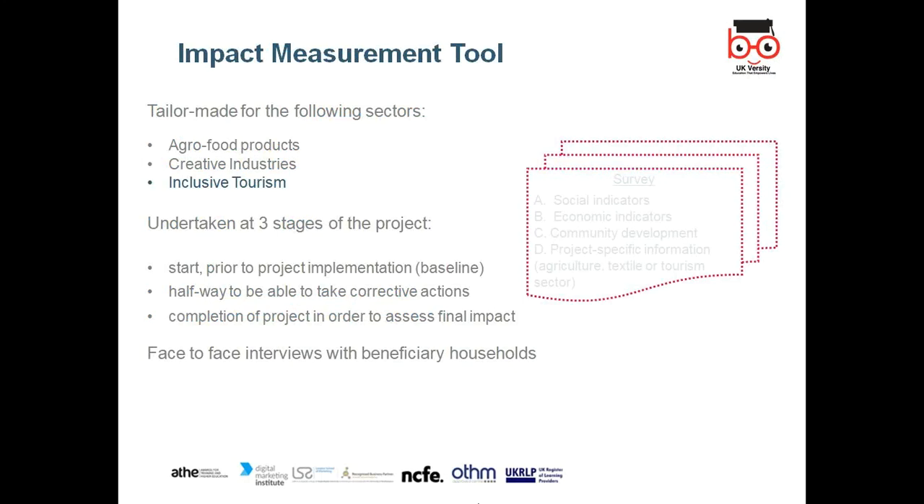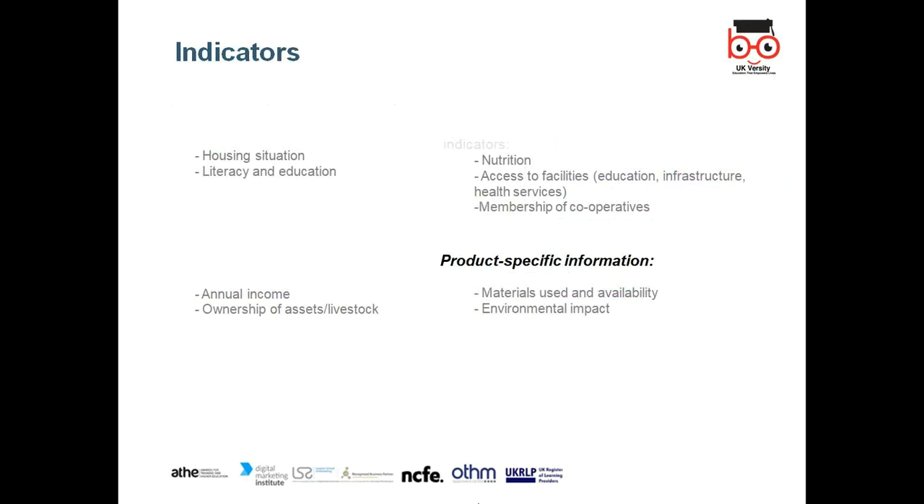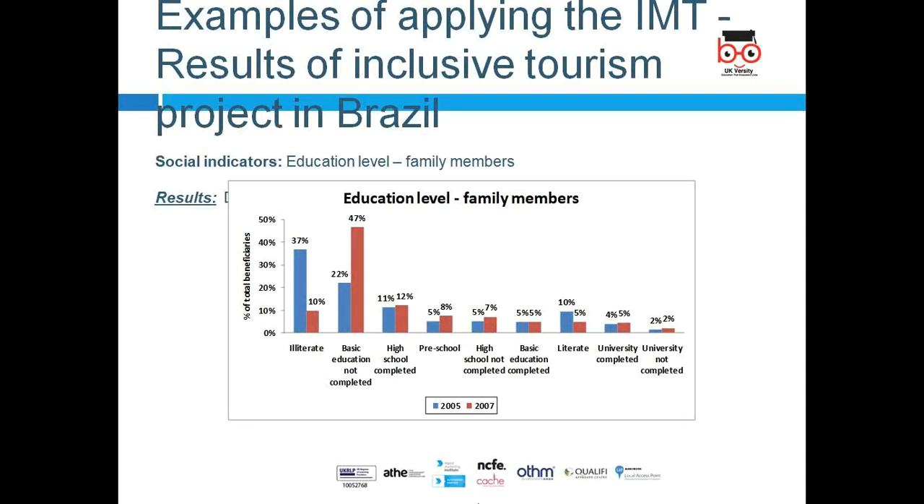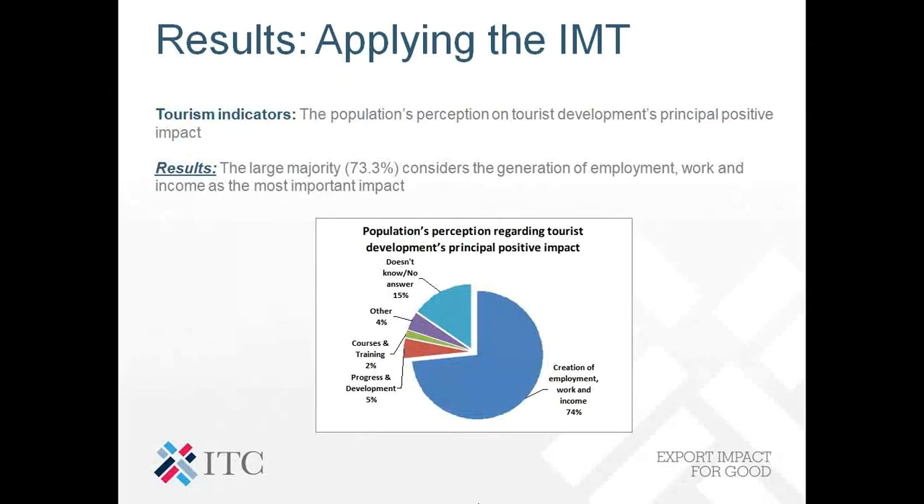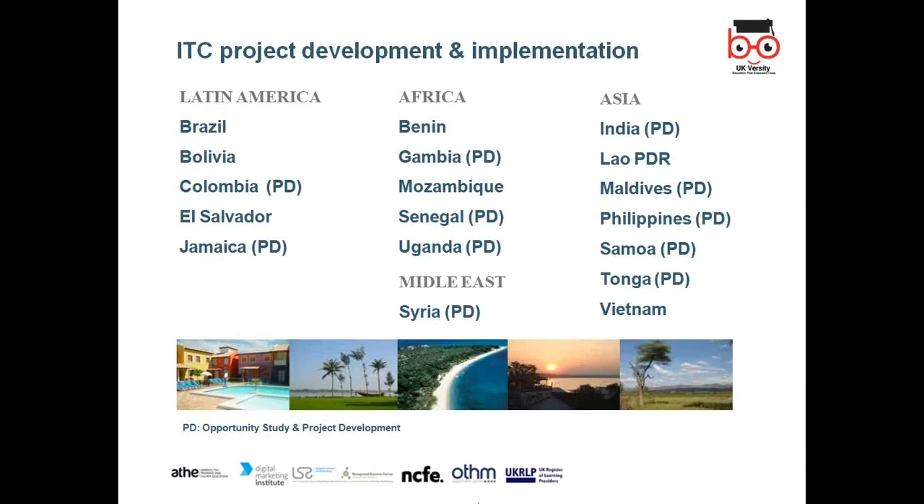Impact measurement, we can do survey impact measurement, to see what has happened. Each area has increased. And indicators: housing situation, literacy and education, annual income, ownership of assets, lifestyle, product-specific information, because these are indicators if they have development. Example of applying results, how we can apply results and improve. Family income levels, we can look at. These are some development figures. These can be indicators.